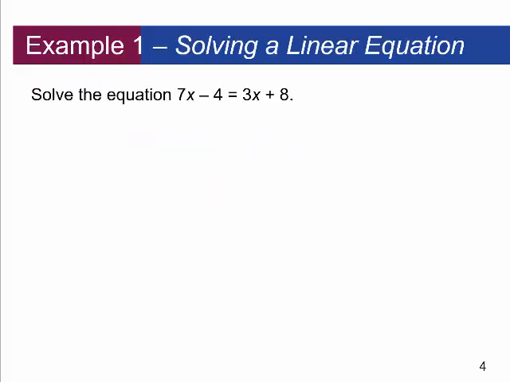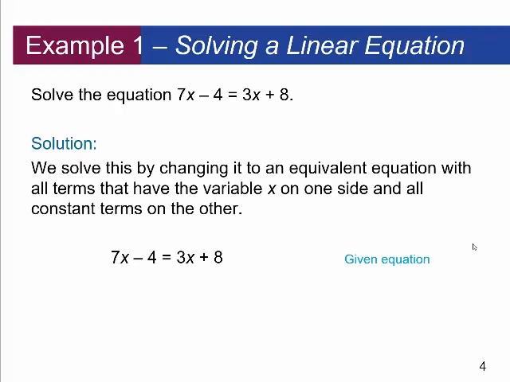Okay, so first off, we'll start with solving a very simple linear equation. If you want to solve this equation, 7x minus 4 is equal to 3x plus 8, well, we know that we need to solve this by changing it into an equivalent equation with all terms that have an x variable on one side and all constant terms on the other.